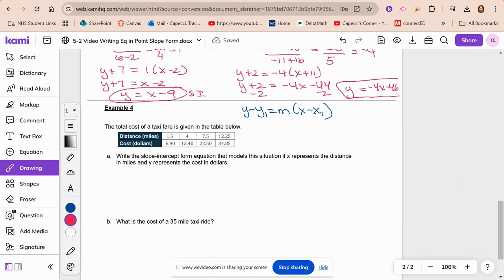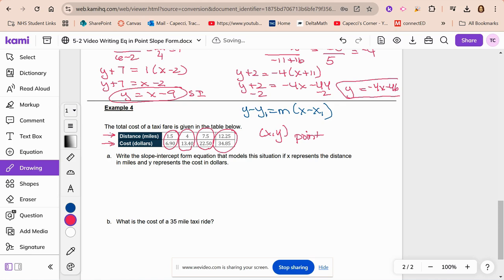All right, let's take a look at a word problem. So it says the total cost of a taxi fare is given in the table below. So anytime you're given a table, you really have to make sure that you're paying attention to what they're given. So this is the distance and this is the cost. So remember, anytime you have a table, we call them XY tables a lot. They go together, they're points, right? So this is an XY point. That's a point.